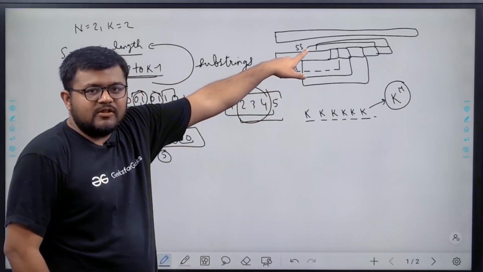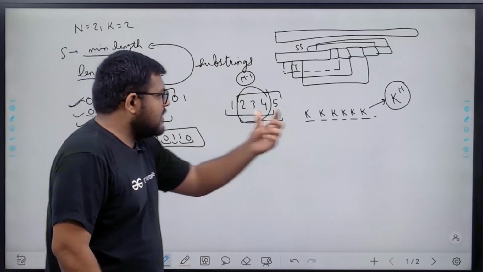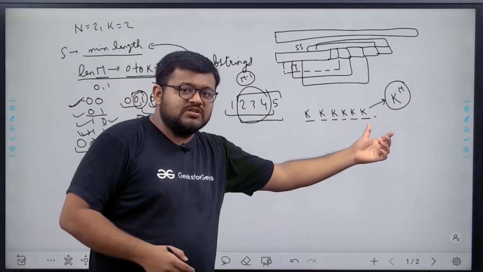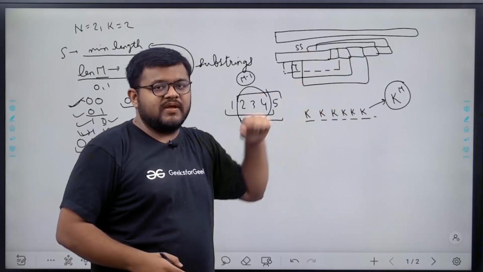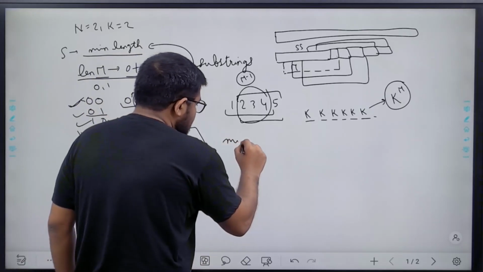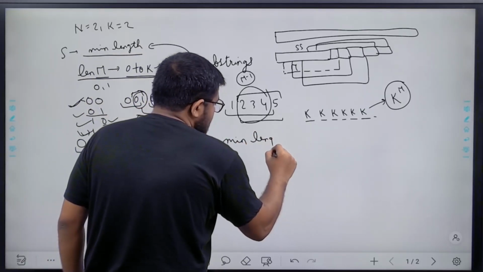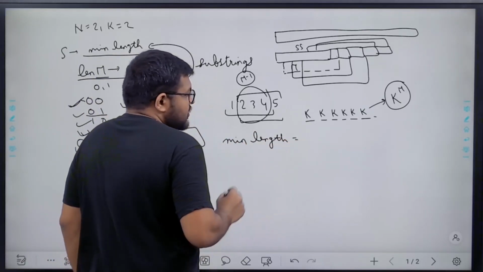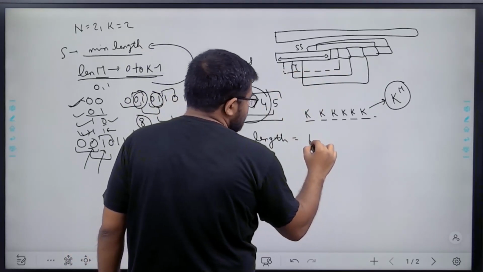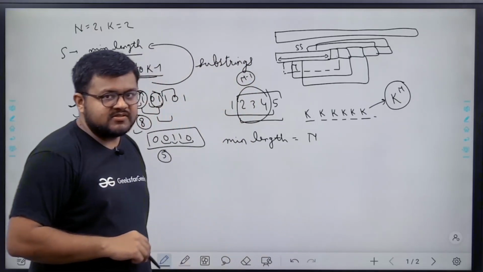Now what will be the length of the minimum size string? There are total k to the power n different substrings which should be present inside this string S of minimum length. So what will be the minimum length? The minimum length will be the first string. I am considering all the n characters, so the first string will contain n characters.